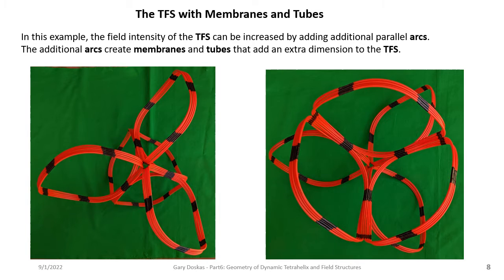The TFS, with membranes and tubes. In this example, the field intensity of the TFS can be increased by adding additional parallel arcs. The additional arcs create membranes and tubes that add an extra dimension to the TFS.